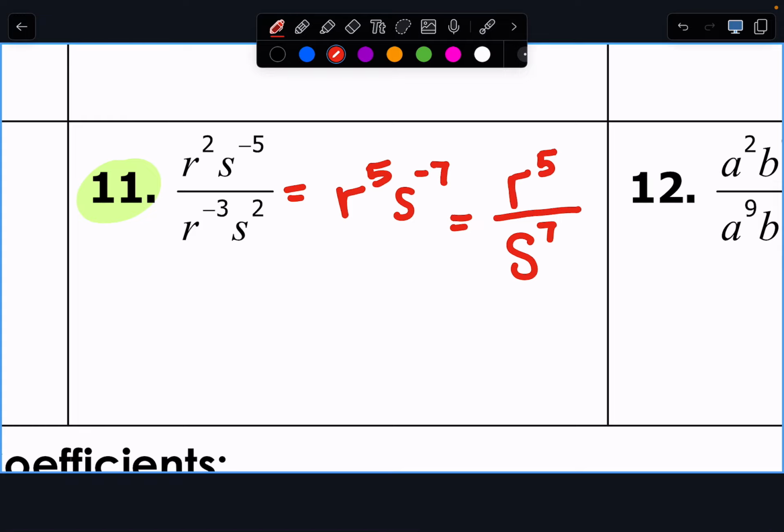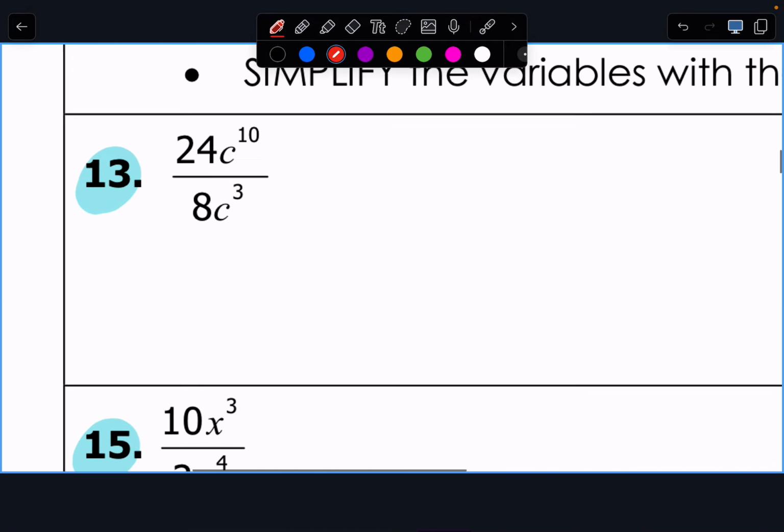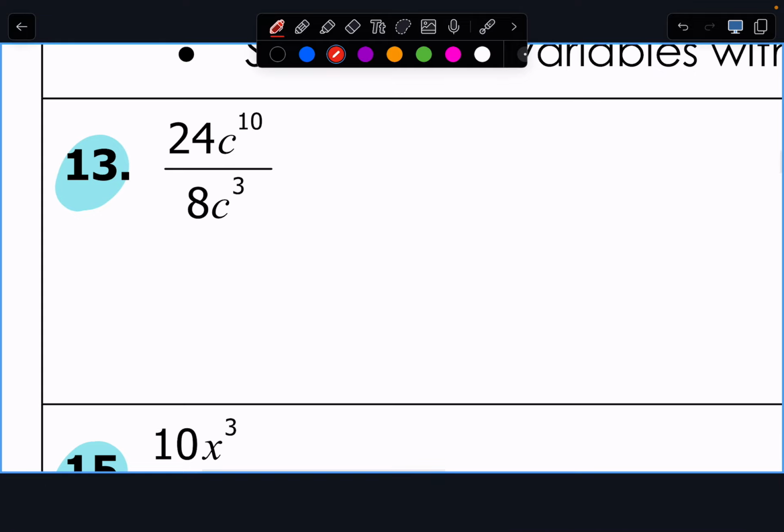Okay, we'll get there. All right, now what happens if we have coefficients? Just like on Friday, if we have coefficients, we get to do that operation.